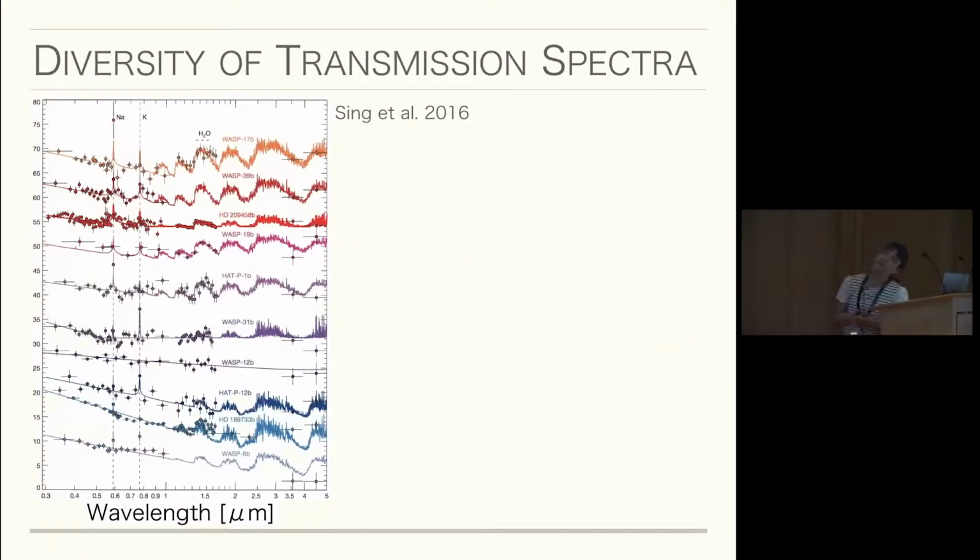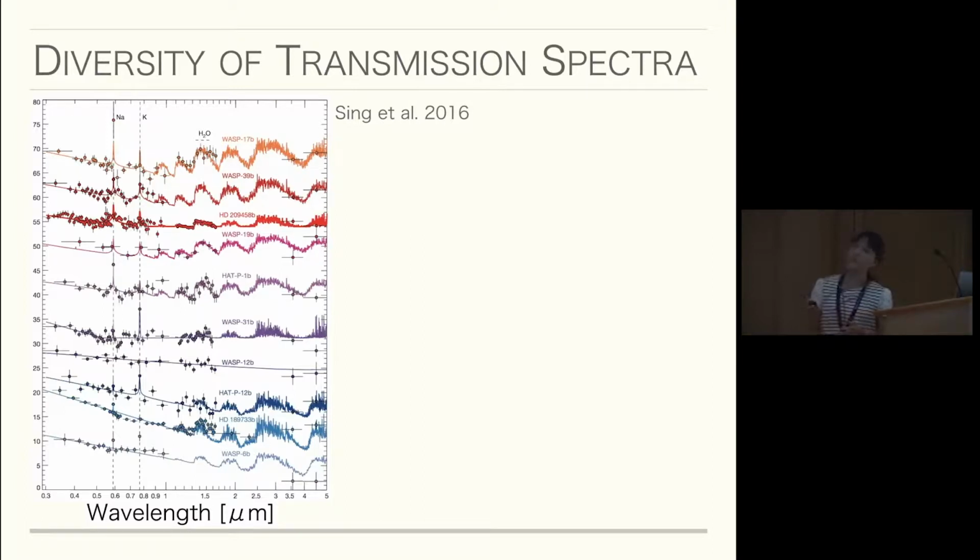First, as you know, recent observations of transmission spectra reveal the diversity of transmission spectra. This is a figure from Singh et al. 2016, and this shows the transmission spectra of 10 hot Jupiters. The horizontal axis shows the wavelength in microns, while the vertical axis shows the normalized transit depth.